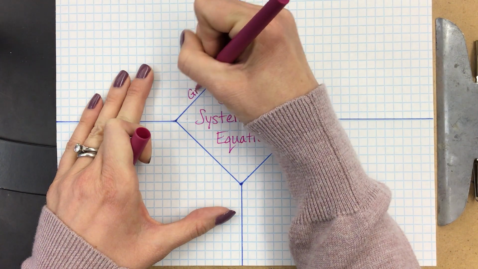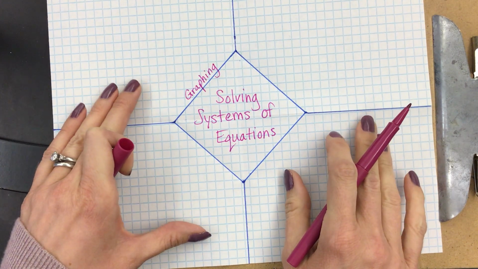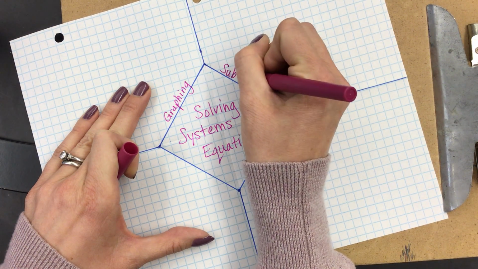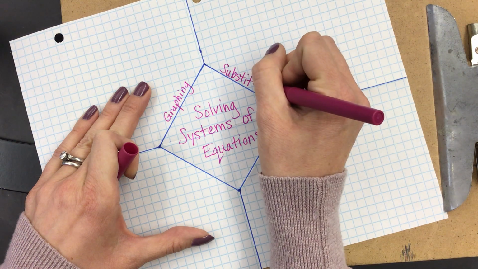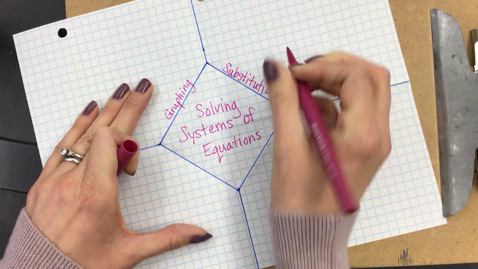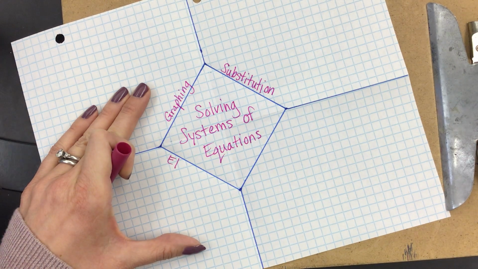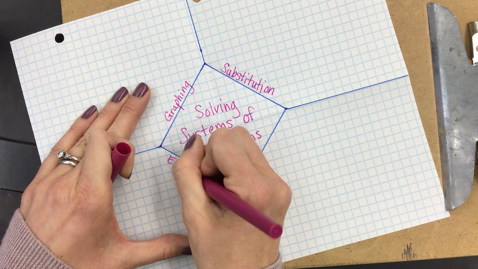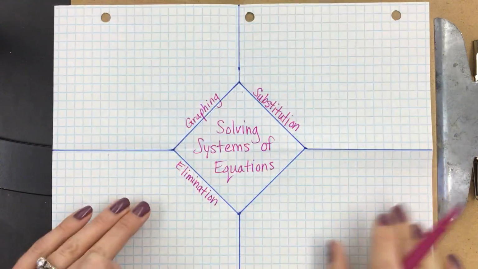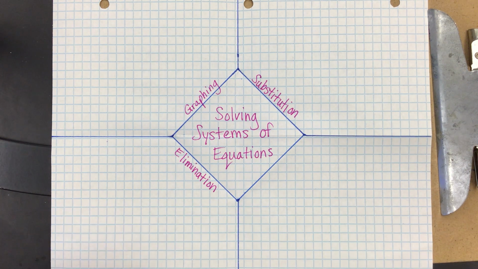and we have graphing here, and we're going to do substitution, and then we'll do elimination down here. So we'll have one blank corner because there's only 3 methods.